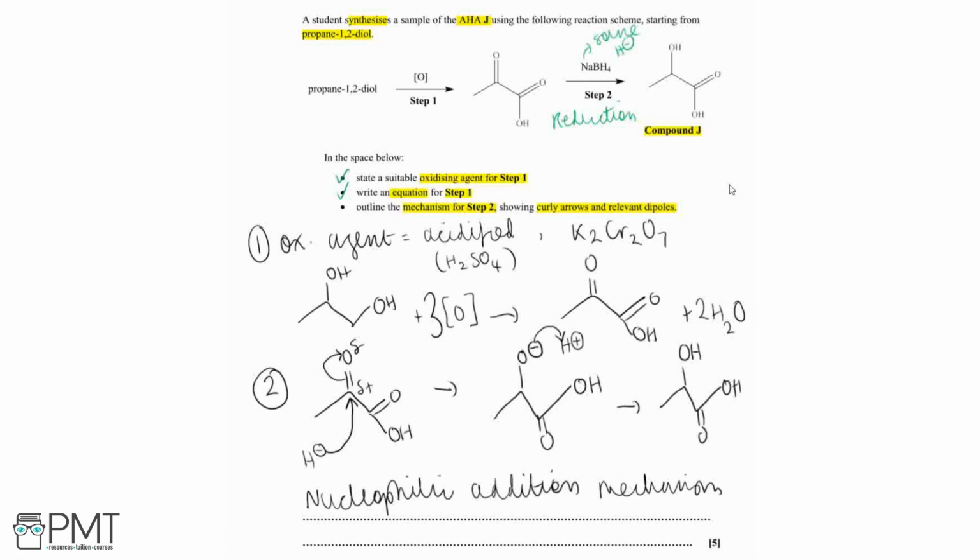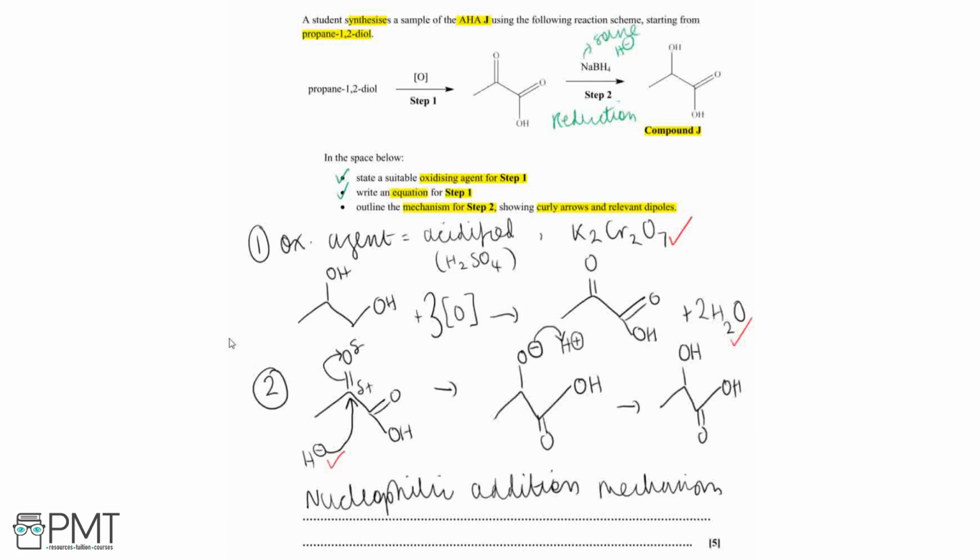And for this question, there is 1 mark for identifying the oxidizing agent for step 1. There's 1 mark for writing the equation for step 1. And then there's a mark for drawing the curly arrow from that hydride ion to that slightly positive carbon centre in our mechanism for step 2.